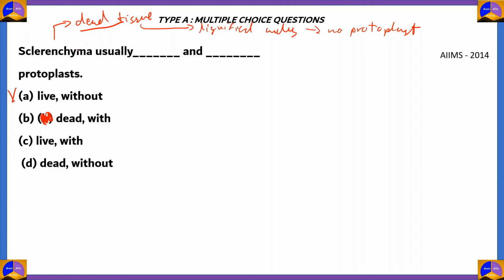Option B. Sclerenchyma usually are dead and are with protoplasts. This is also incorrect. Dead tissue do not contain protoplast. What about option C? Sclerenchyma usually live and are with protoplasts. This is again incorrect because sclerenchyma is dead type of permanent tissue. There is only one type of dead primary permanent tissue, and that is sclerenchyma. So our right answer is option D. Sclerenchyma is usually dead tissue and it does not have protoplasts.